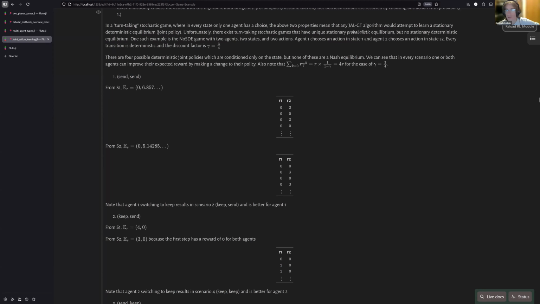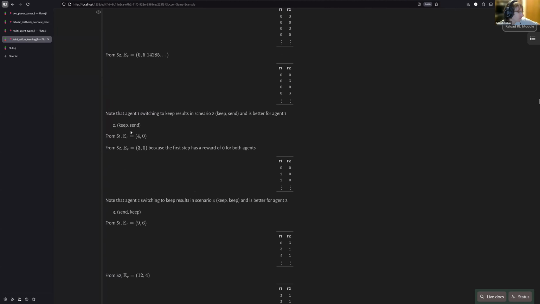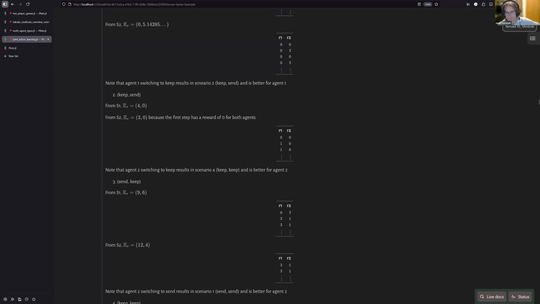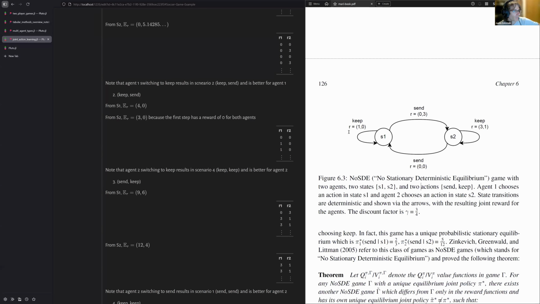And the answer is no for all of them. The reason is, if we keep going through, and here I've evaluated the values for all of them. So we have keep, send. Keep, send will just produce this reward of 1, 0 over and over if we start here. And if we start in S2, because agent 2 chooses the send action, we'll first get this reward, and then it will produce this forever.